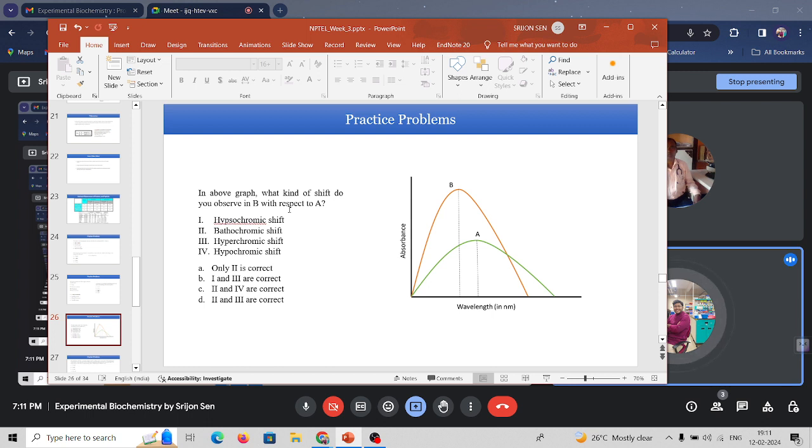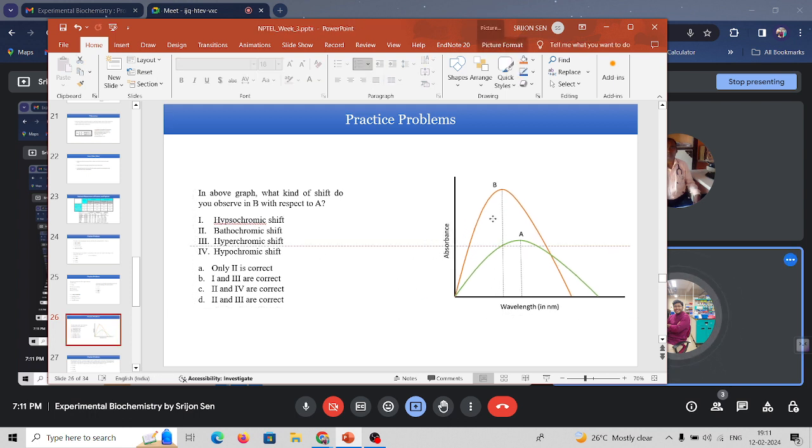So with respect to A, what shift do we observe in B? So this is A. So what is happening? Two things we need to observe. One is that it has shifted to a shorter wavelength, and number two, the absorbance has increased. So let us discuss what all of these shifts are.